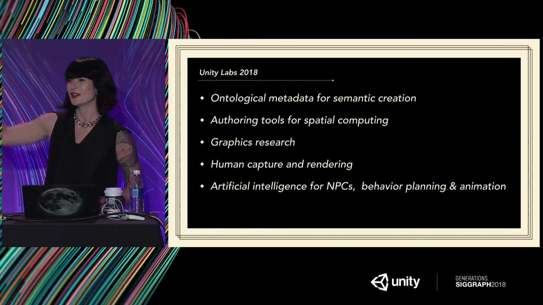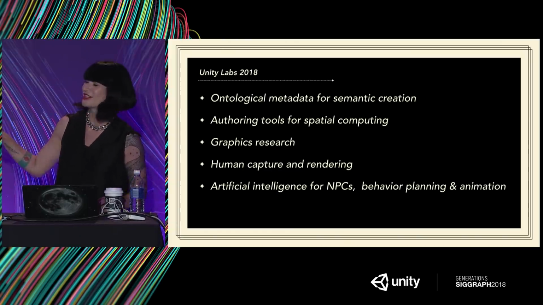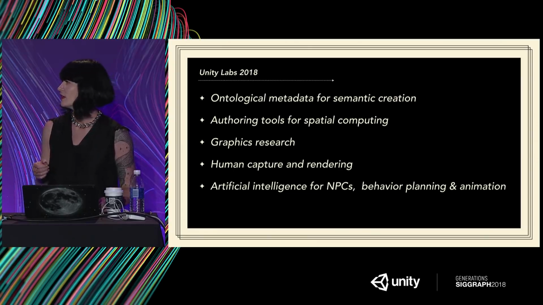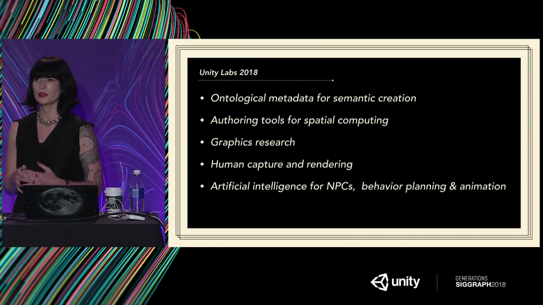out of order. So this is our projects for 2018. Let me go over them quickly. Ontological metadata for semantic creation, which is a fancy way of saying, you speak it and a cube comes to life, or even more complicated interactions. Authoring tools for spatial computing, which I'll dive into in a second. Graphics research. Actually, one of our lead graphics researchers just won Best in Show for a paper published at Siggraph. Humans captured at rendering, and artificial intelligence for NPCs, including behavior planning and animation.